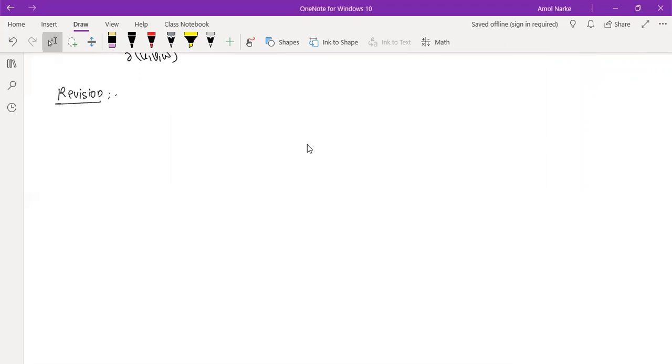Tell me what happens when u is a function of x and y, and x and y are functions of r and s. How do you find the partial derivative of u with respect to r? What is the formula for that? Can someone tell me?